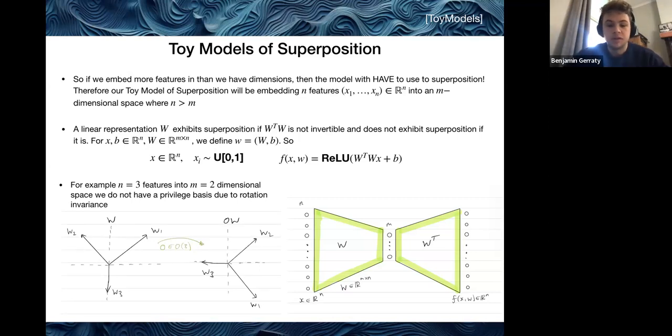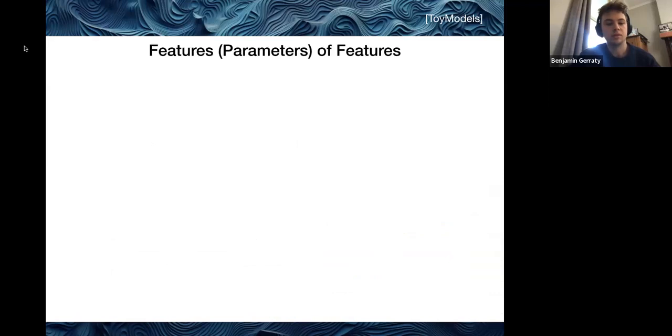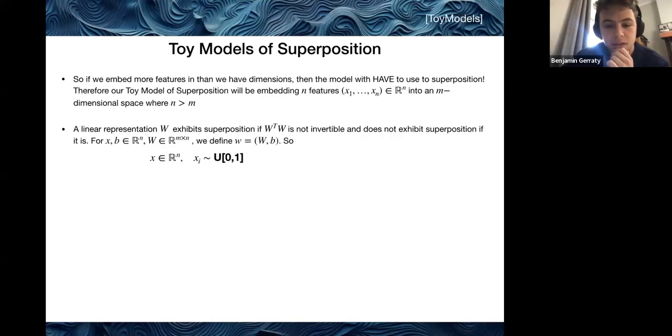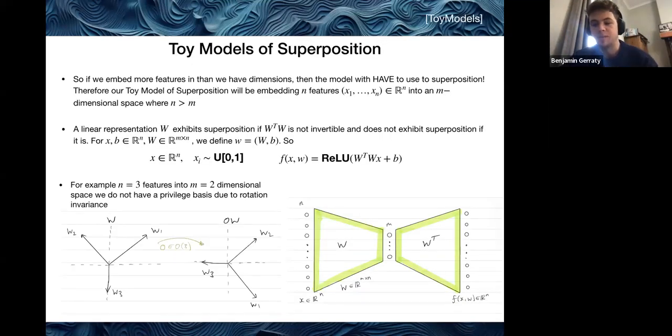It's worth mentioning that in this model there is no privileged basis, meaning that the basis dimensions don't really matter, because you can see we can jam an orthogonal matrix into the network. If you look at this W^T W here, if you replace W with an orthogonal matrix O times W, then you're going to get W^T O^T O W. The O^T O will be the identity matrix due to the orthogonality. And so you can rotate your features in this m-dimensional space and it won't change anything.